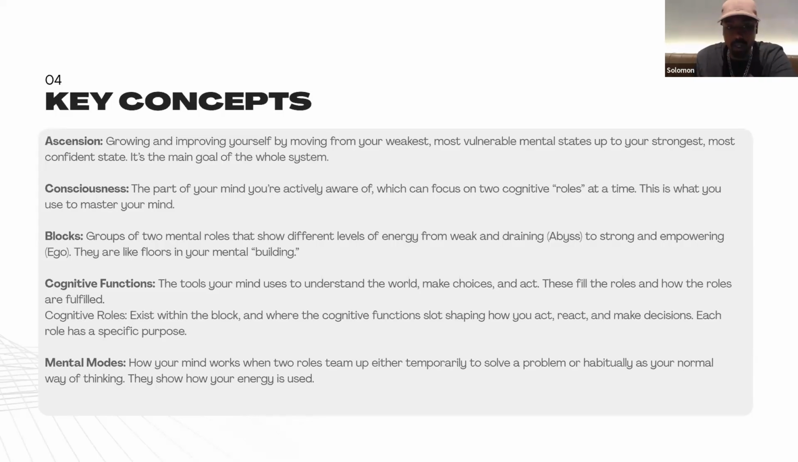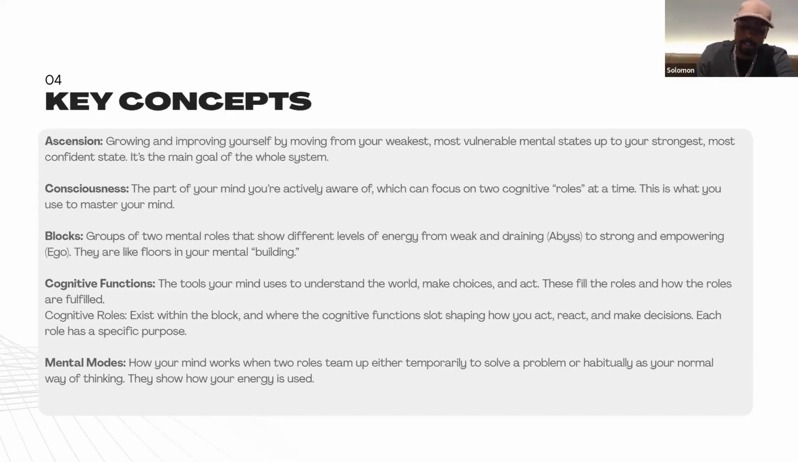Then, last but not least, we got the mental modes. Now, this is a little bit more advanced and slightly more speculative, but it's how your mind works when two roles team up either temporarily to solve a problem or habitually as your normal way of thinking. Mental modes is all about mapping and tracking the state of mind that you're in. And in total, there are 12 different mental modes.